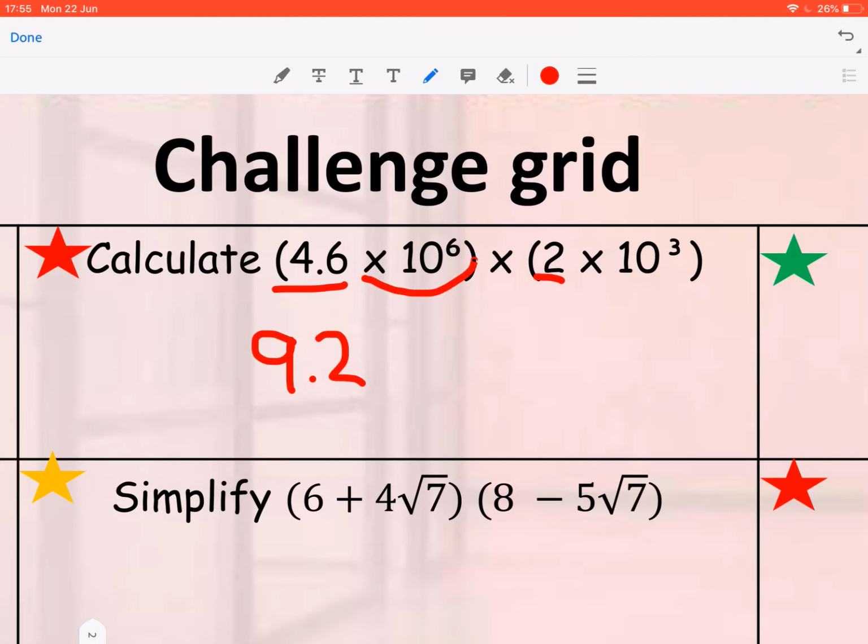Then the powers, when you do standard form, you add the powers together. So I'm going to add those two up. Times 10, 6 plus 3 gives me 9. So my answer is 9.2 times 10 to the power of 9.